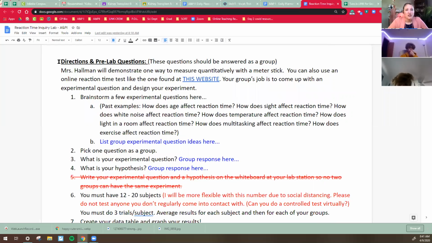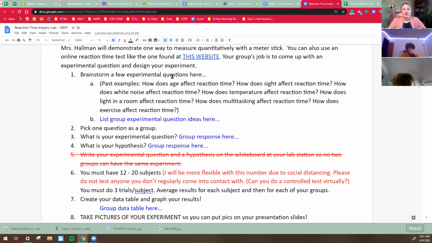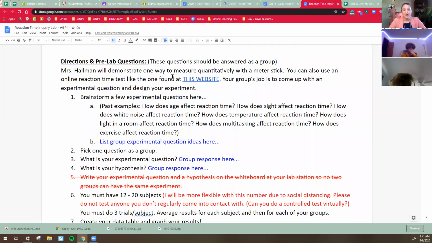So the deal is there are 2 different methods you guys can use to test reaction time. So the first one is with a meter stick. So what you essentially would do is you would have the meter stick hovering in front of the person, and the person would put their hand around the meter stick without touching it at the very bottom of the meter stick, and you would be holding the top of the meter stick.